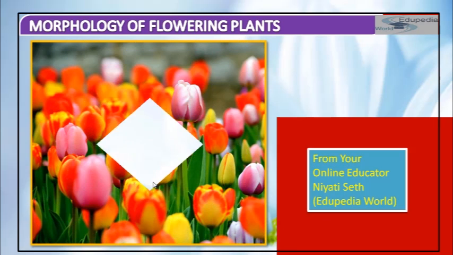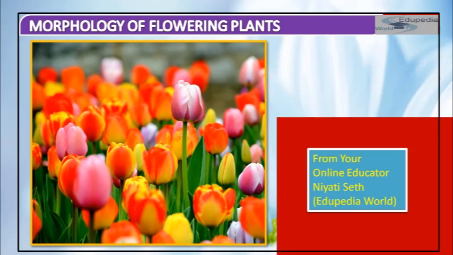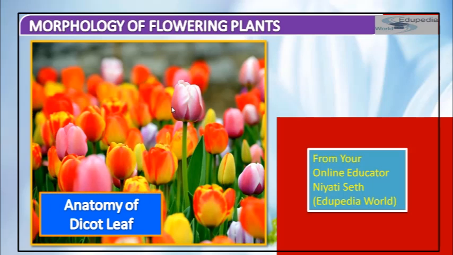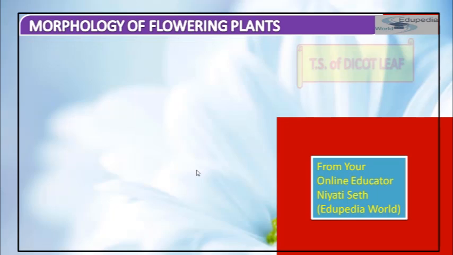My topic for the presentation is the 13th section of the chapter Internal Morphology of Flowering Plants. In this section of the video, we will discuss the anatomy of dicot leaf, students. Dicot leaf is also known as dorsiventral leaf. So let's proceed towards our topic, that is, anatomy of dicot leaf.